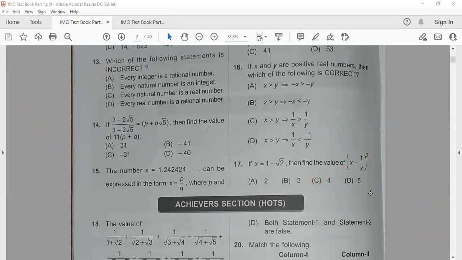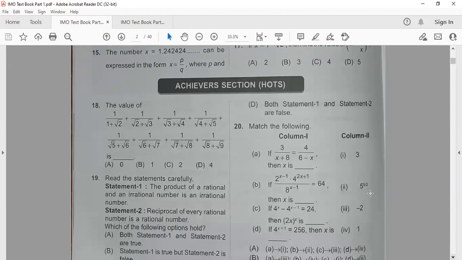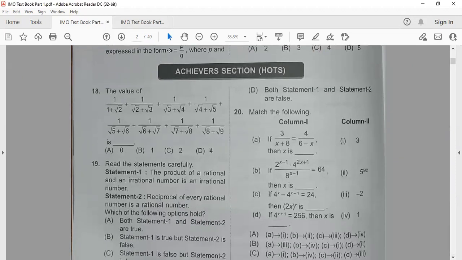Now moving on to the next achiever section, 13th one. So the value of this one, the value of 1 upon 1 plus root 2. How will we solve this question?